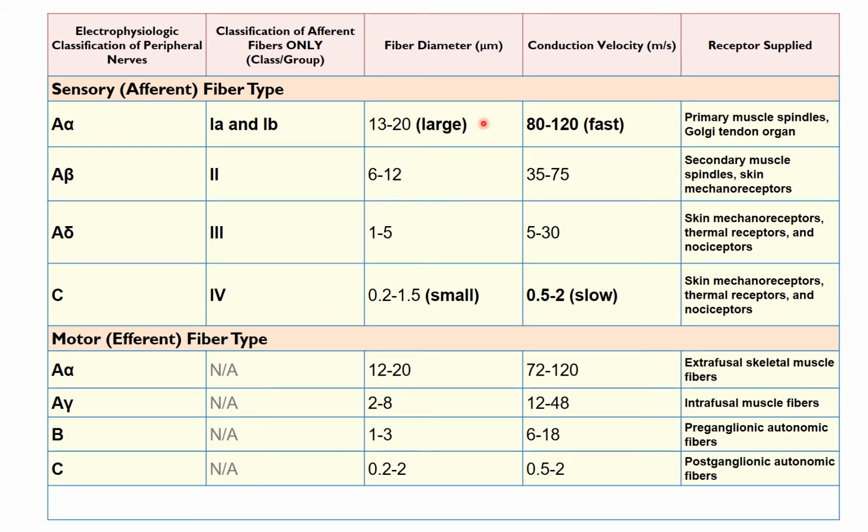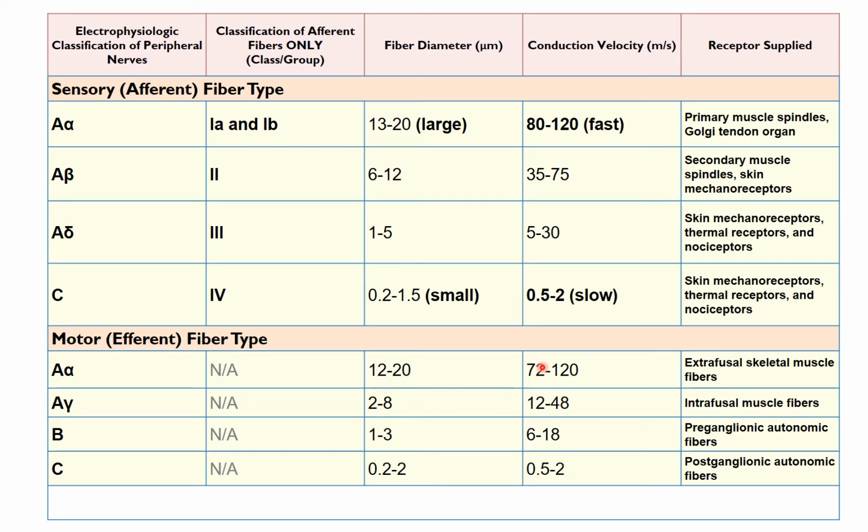Third column is showing you the size or the diameter of the fibers. You don't need to memorize the specific numbers, 13 to 20, 6 to 12. This is informational, but you do need to know that these are organized from largest to smallest. So A alphas are always the largest, then A betas, A deltas, and Cs are always the smallest fibers. And you'll note that that pattern is mirrored in the motor fibers, but again, you don't need to memorize these numbers.